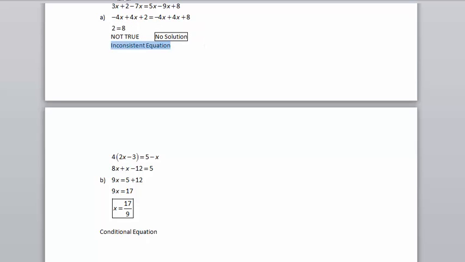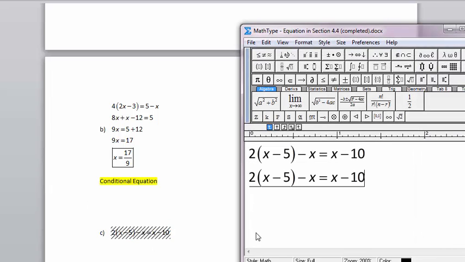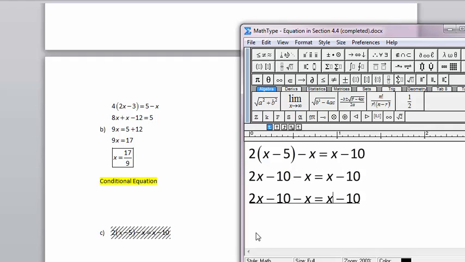So in the first example, we saw an inconsistent equation. In the second example, we saw a conditional equation. And in our third, let's get rid of those parentheses. We'll make that 2x minus 10. And then combine like terms. We've got negative x and 2x. Those are going to add to 1x.